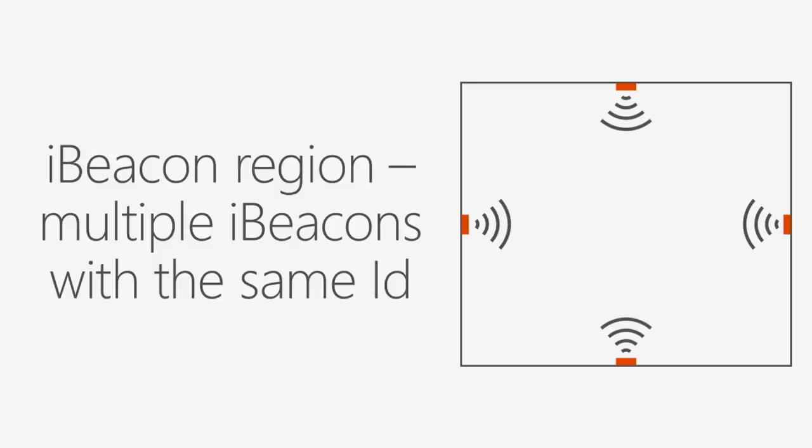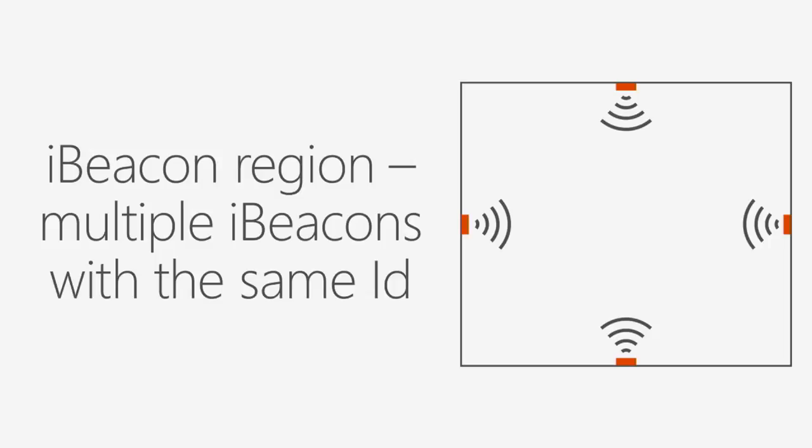Now, an iBeacon region is defined as when your phone can detect a signal from one or more beacons with the same ID. Now, that can be just the same proximity UUID. You can have 10 beacons, same proximity UUID, different major, different minor. That can be a region. Or you can say it's proximity plus major, or you can say proximity plus major plus minor.